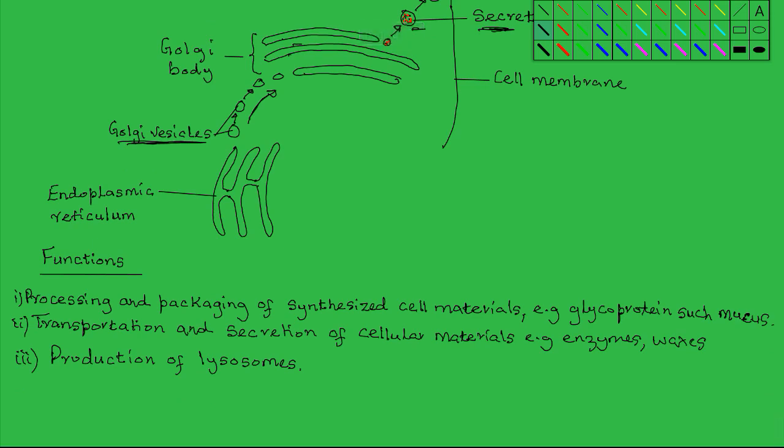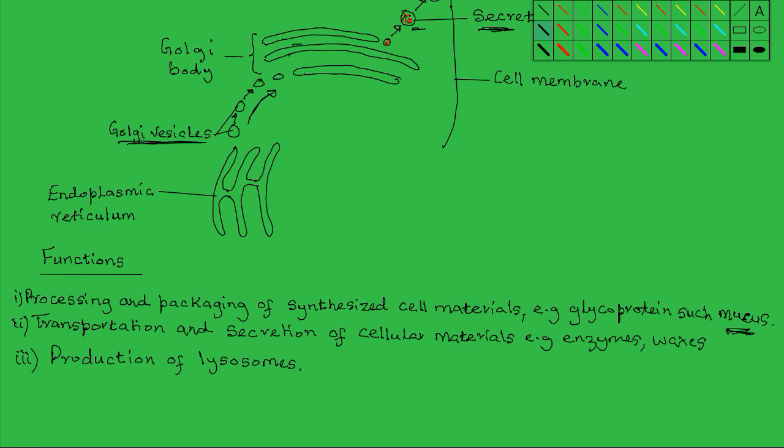The functions of the Golgi body are: 1. Processing and packaging of the synthesized materials, for example, the glycoproteins, such as mucus. Now, mucus is produced by very many cells in different parts of the body. Mucus plays such an important role, for example, protecting the delicate membranes of tissues by trapping dust particles and pathogens.